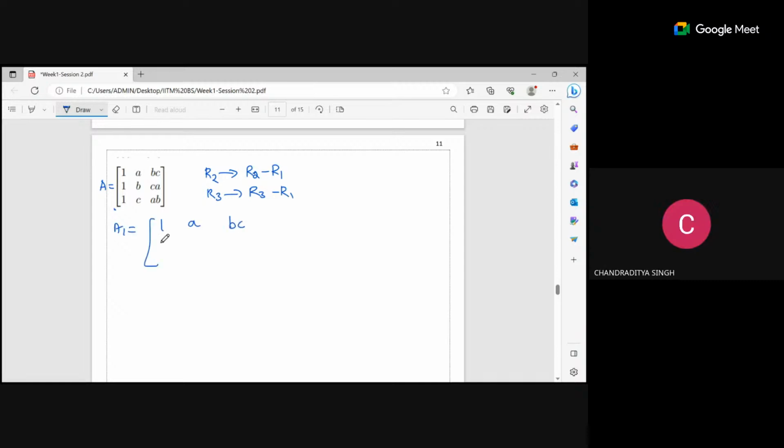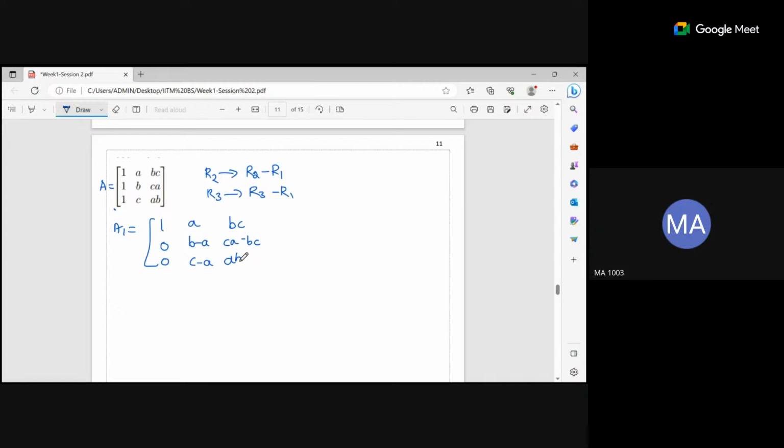1, A, BC, 0, B minus A. B minus A. C into C A minus BC. C into B minus A. And then? 0, C minus A, C minus A, AB minus BC. So if you want, you can do one row operation at a time and then do another row operation after that.